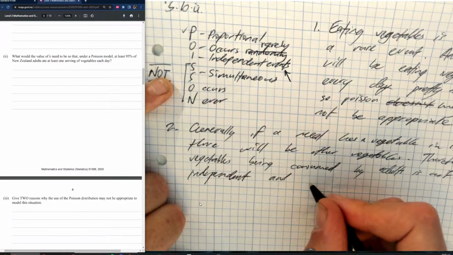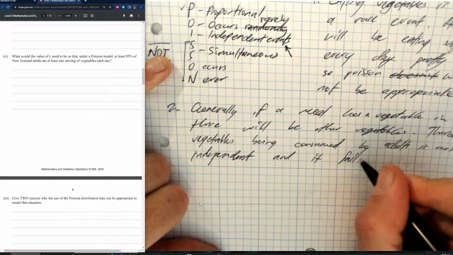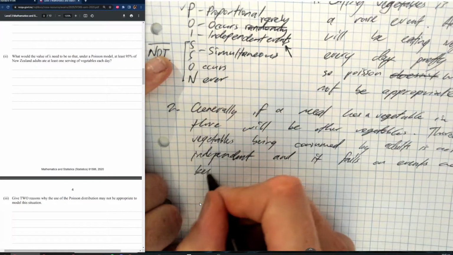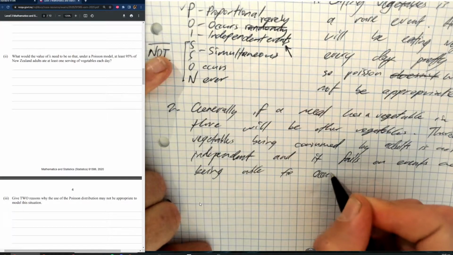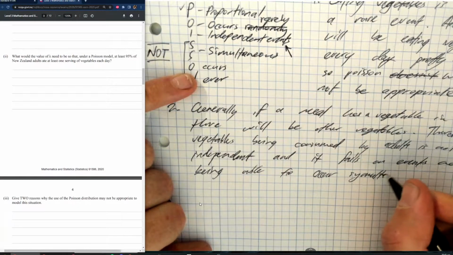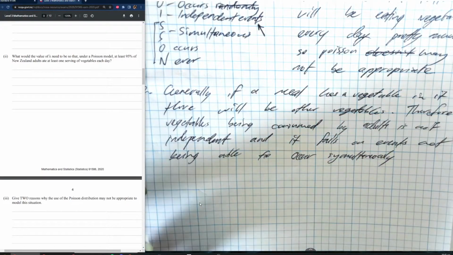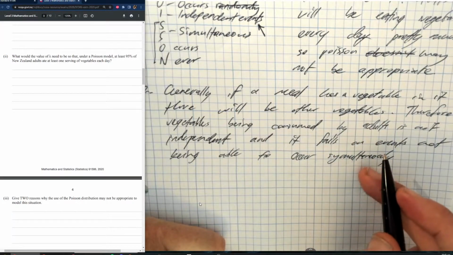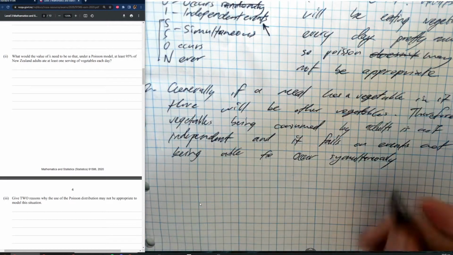and it fails on events not being able to occur simultaneously. I think I spelled simultaneous wrong. Whoopsies. Simultaneously. So I'm just going to do both at once because they only want two anyway. I'm sort of ticking two boxes here. It fails on events not being able to occur simultaneously as well.